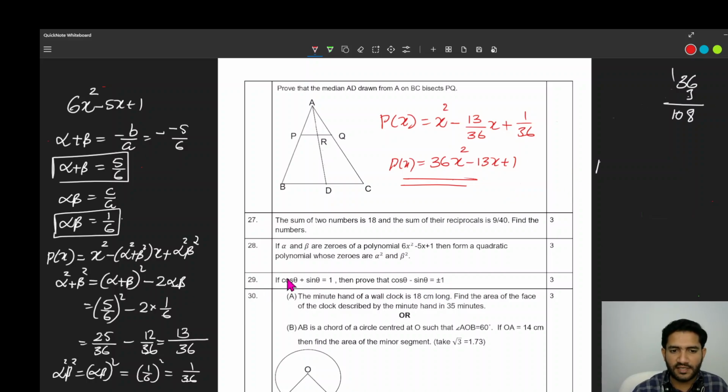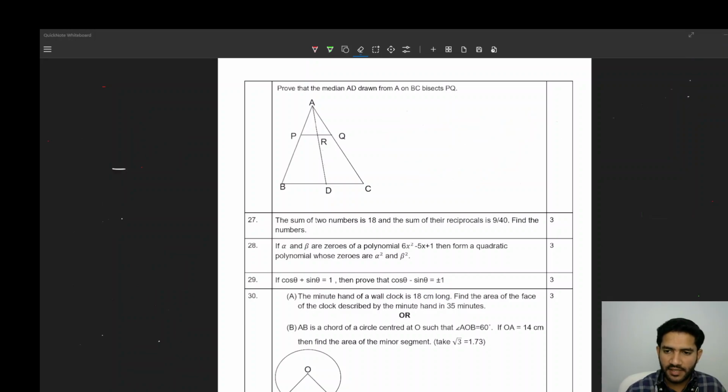Then 29: cos theta plus sin theta is equal to 1. We need to prove that cos theta minus sin theta is equal to plus or minus 1. That's the question. Not find, we want to prove that. So cos theta plus sin theta is given, that is 1.